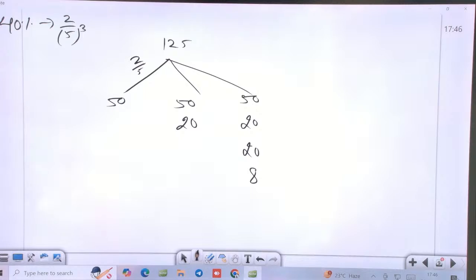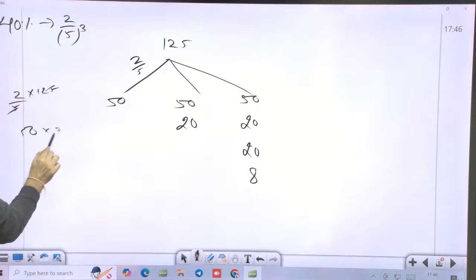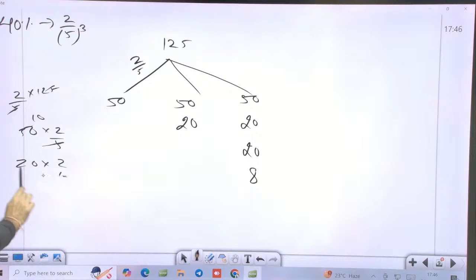Have I done it wrong? This is 50, 20. No, it's correct. You're getting the same chart. Yes, same. Understood?